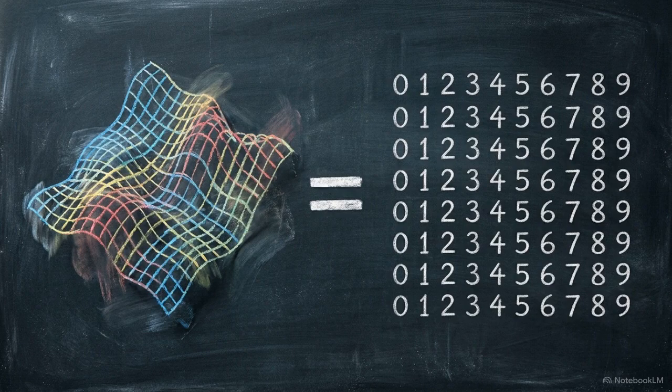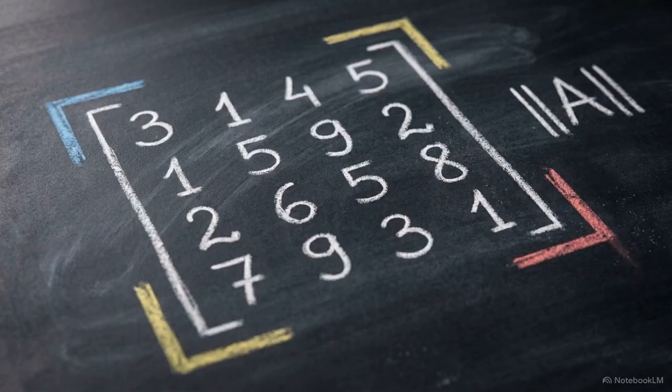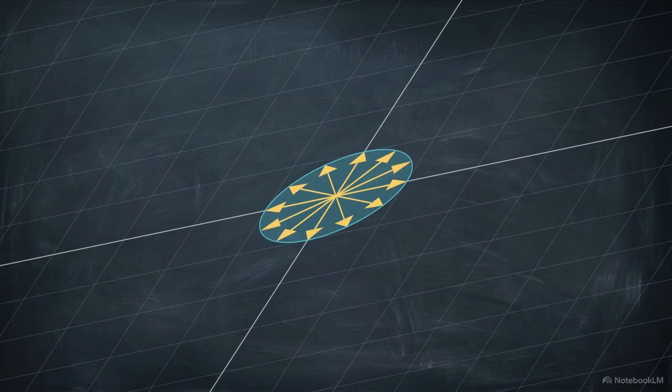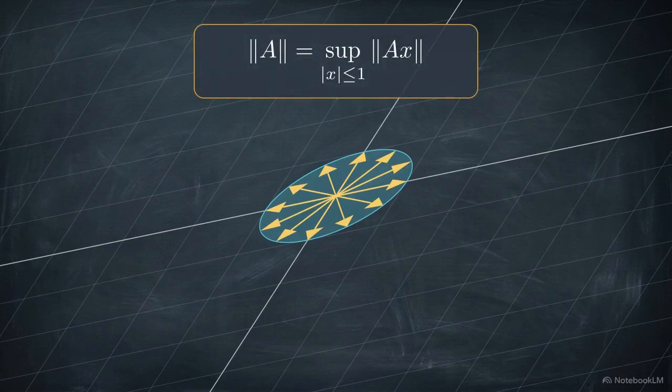We assign the operator norm as the supremum of the magnitude of this transformation applied to all vectors within that unit ball. In geometric terms, this is simply the maximum stretch. The norm is the length of the longest stretched vector produced by the matrix.